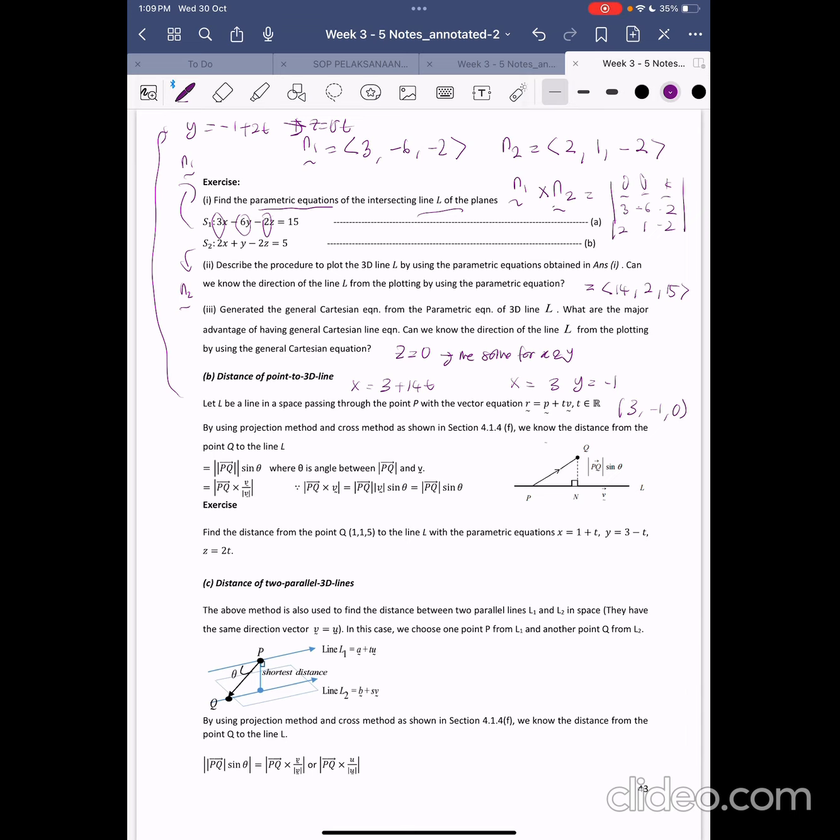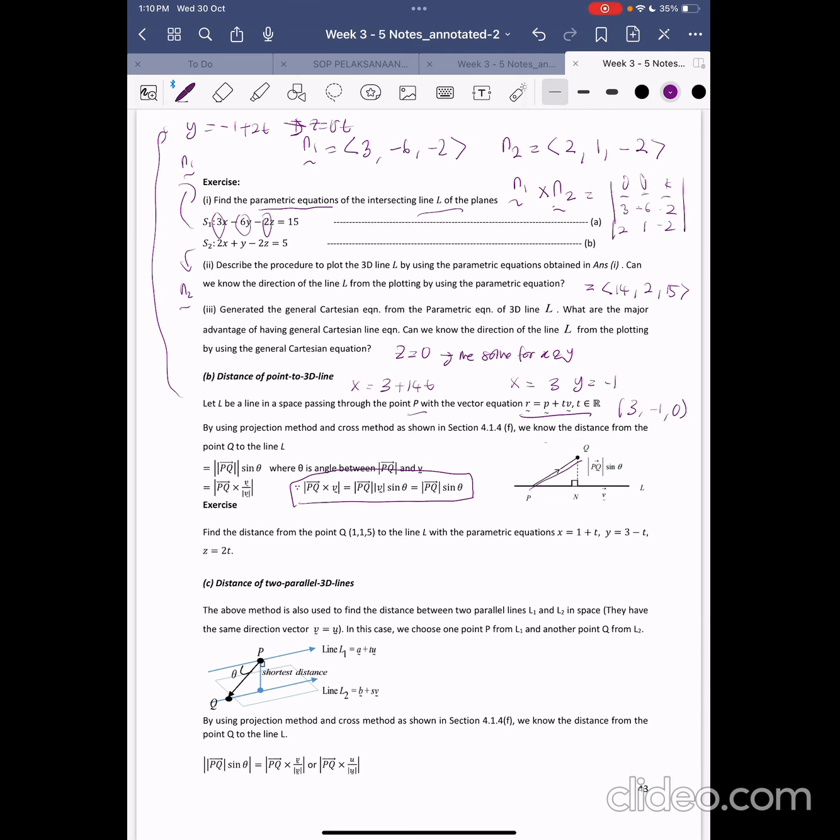You can try it first. And then we can also calculate the distance of a point to the 3D line. As I mentioned, we want to do the projection in the Y direction now. So let L be a line passing through a point P with vector R equivalent to P plus tV, where t is a scalar. By using the projection method, we can find PQ cross V, which equals PQ sin theta. That is the distance between the point and the 3D line.